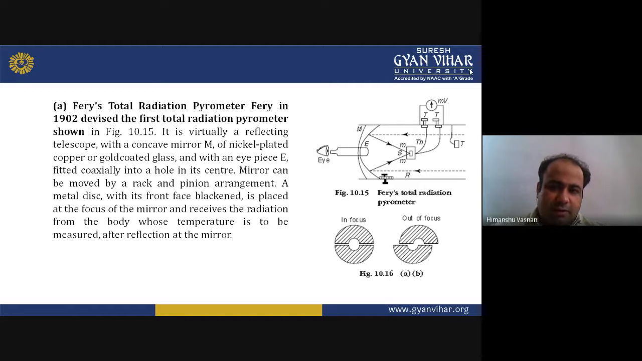I repeat about the metal disc: a metal disc with its front face blackened. It is placed at the focus of the mirror and receives the radiation from the body whose temperature is to be measured after reflection at the mirror.